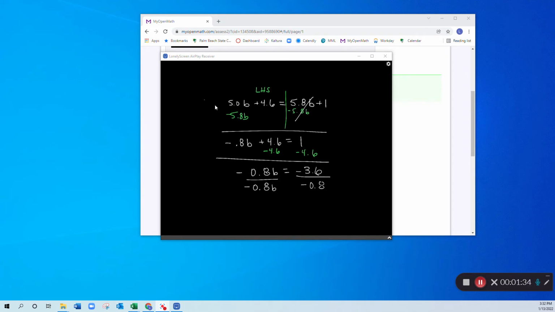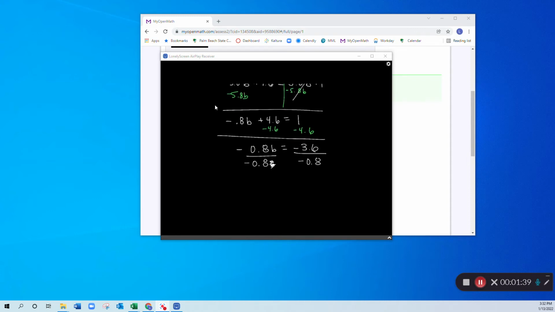Now, it might seem a little bit strange with what I'm doing here, but whenever you divide by a number that's in between negative 1 and 1, the number is actually going to get bigger because you're breaking it into smaller than 1 pieces. So that is 3.6 divided by 0.8, and that leaves us with a positive 4.5. My answer is positive because I'm dividing a negative number by a negative number, and that leaves me with a positive.